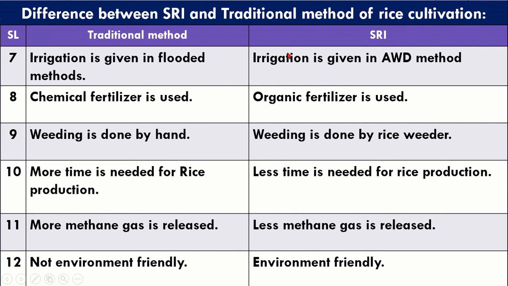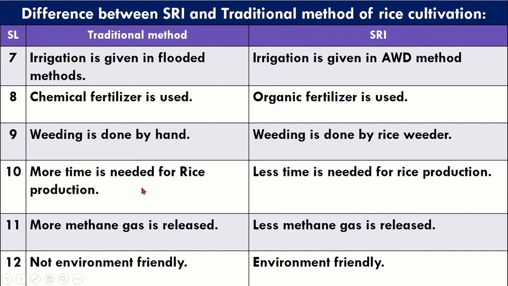But here you can see from the beginning of the cultivation, irrigation is given by the AWD method, where you have already seen that you do not need to apply more water. When they need it, then you have to apply. Here chemical fertilizer is used, but here organic and biofertilizer is used, which is environment friendly. Weeding is done by hand, which needs more labor, and the weed is thrown away. But here weeding is done by machine, where you do not need more labor. Labor cost is less, and the weed decomposes with the soil, and then it makes organic fertilizer.